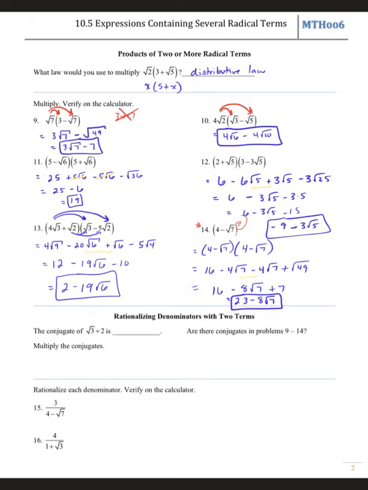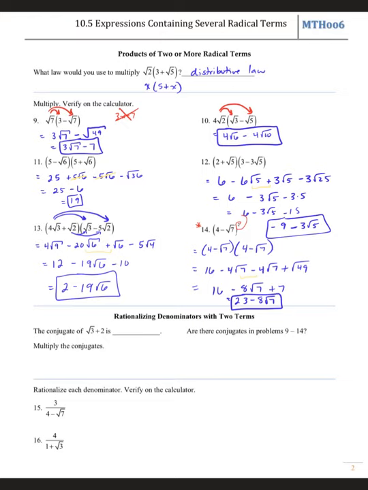Okay, the next idea here is rationalizing denominators with 2 terms. In the previous section, we saw that if you have to rationalize a denominator, you just multiply by whatever the square root or cubed root or whatever it may be that's in the denominator. But now we're looking at if there's 2 terms here. And we're going to call these a conjugate.